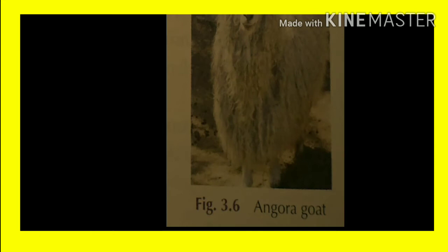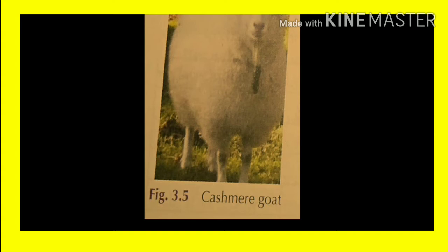So students, let's see the picture which is given on the screen. This is the picture of Kashmiri goat. So Pashmina wool is obtained from Kashmiri goat. This fiber is soft, providing great warmth. The goats are found in high plateau of Asia.